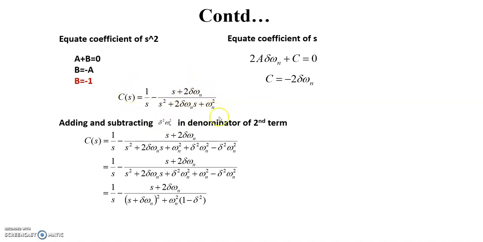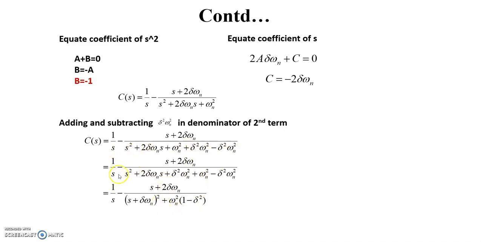You can take the inverse Laplace of this equation to obtain C of t. But before that, a simplification. Adding and subtracting zeta square omega n square in the denominator of the second term. You can just add and subtract. So S plus 2 zeta omega n divided by S square plus 2 zeta omega ns plus omega n square plus zeta square omega n square minus zeta square omega n square, because I am writing this numerator term into the standard inverse Laplace form.